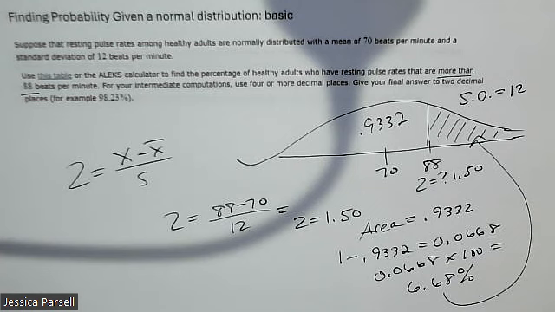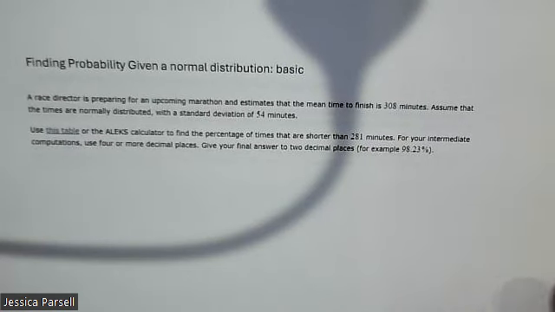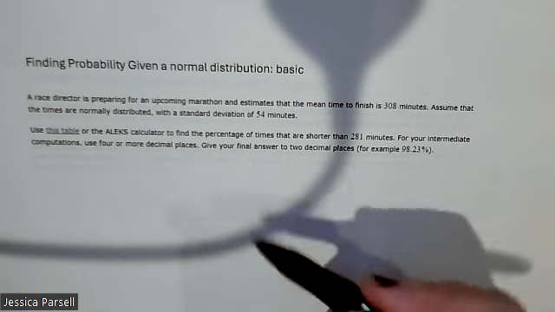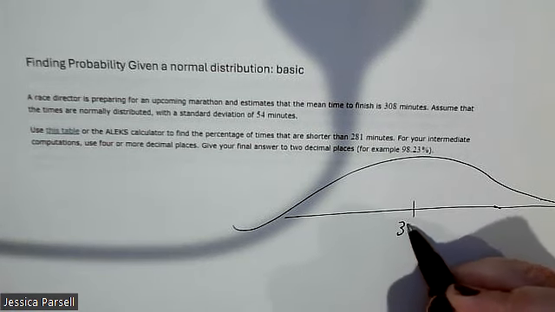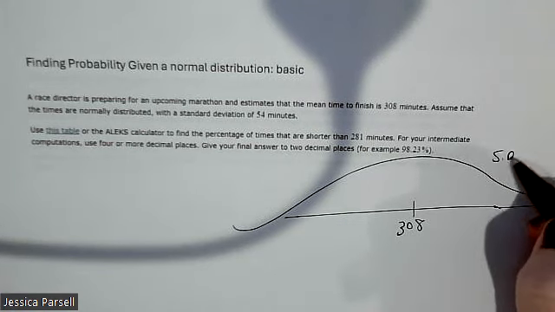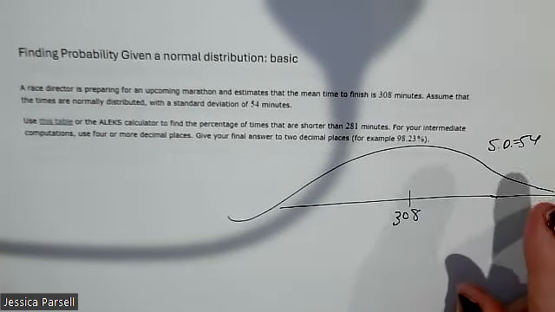All right, do I have any more story problems for you? Yep, I got 3 more. Okay, they get a little more advanced. So let's take a peek. A race director is preparing for an upcoming marathon and estimates that the average time to finish is 308 minutes. Assume that the times are normally distributed with a standard deviation of 54 minutes. Okay. So we've got average to do the race is 308 minutes, give or take 54 minutes. That's a pretty large standard deviation.